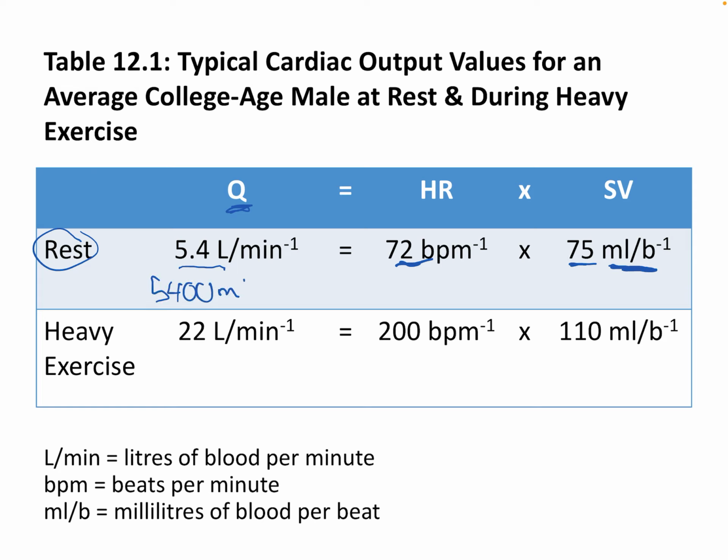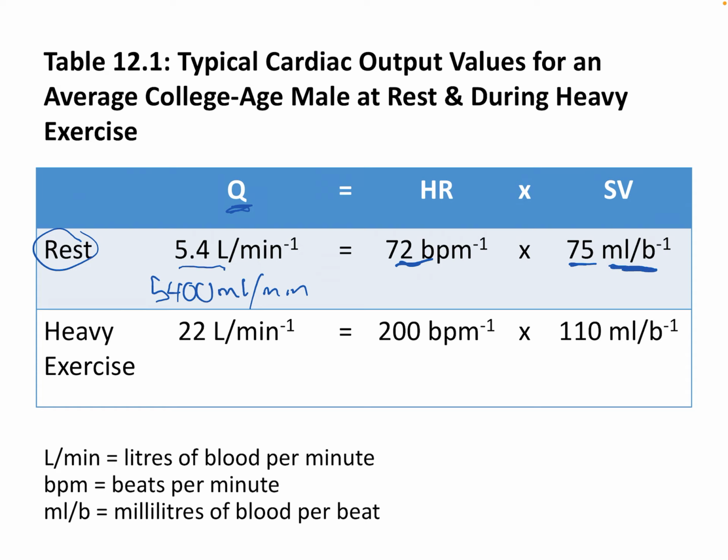5,400 milliliters per minute. But cardiac output is always expressed in liters per minute. So we convert our 5,400 milliliters into 5.4 liters per minute. So think about how big a 4-liter jug of milk is, and that your heart is pushing greater than that amount of blood around every minute.